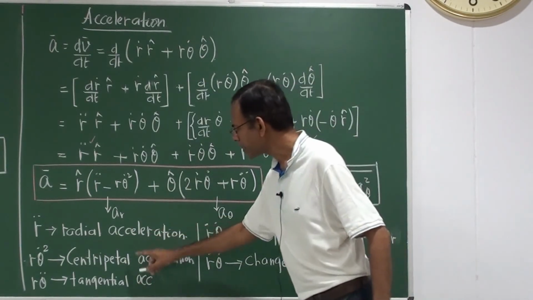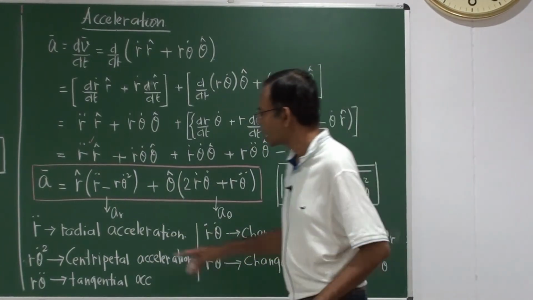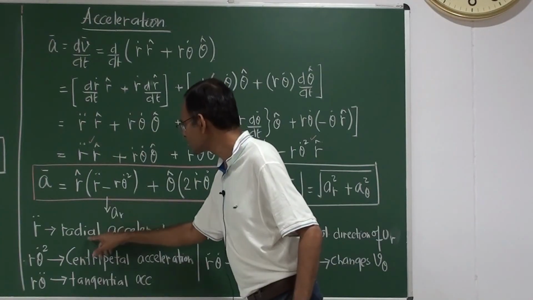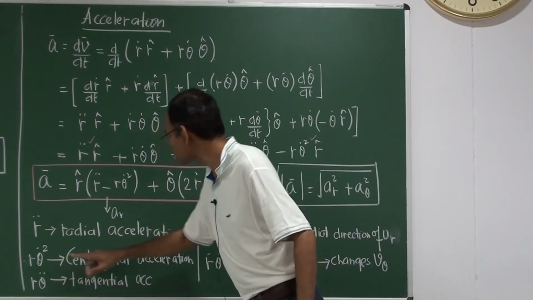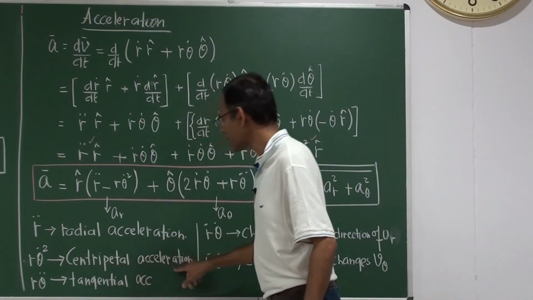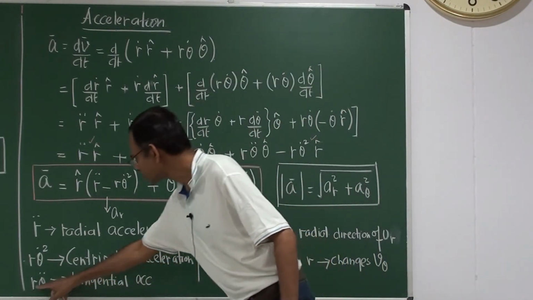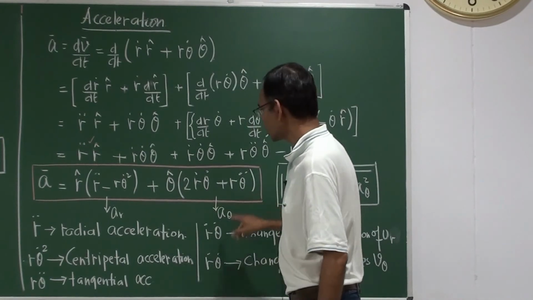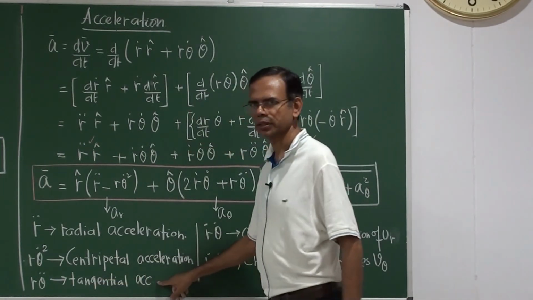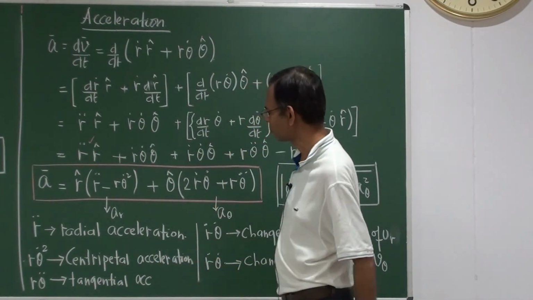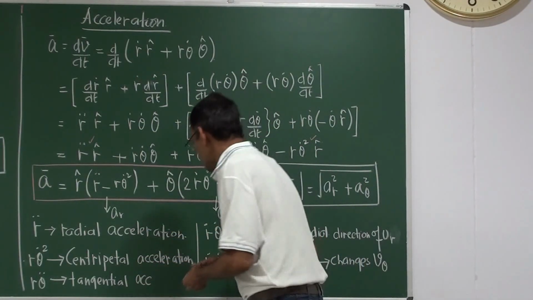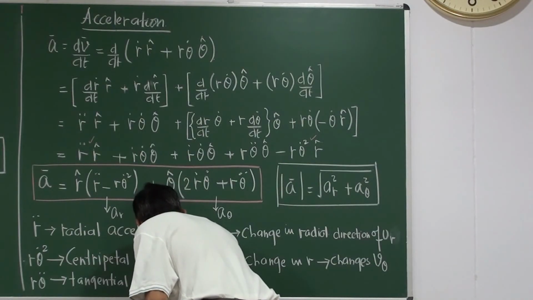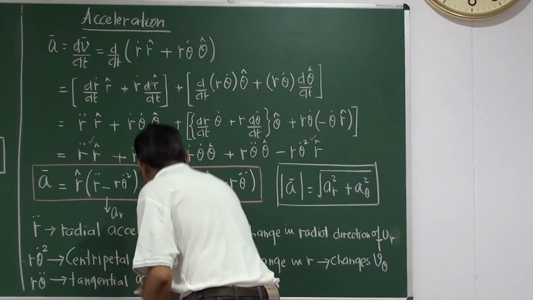So here I write down all the terms also. R double dot is your radial acceleration. R theta dot square is your centripetal acceleration. R theta double dot is your tangential acceleration, alright, in the theta cap direction. So all these are basically in the theta cap direction. This is the theta cap direction.